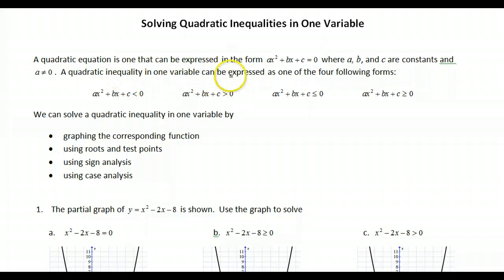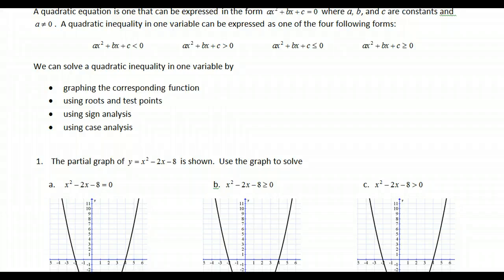A quadratic inequality in one variable can be expressed as one of the following four forms. Strictly less than 0, strictly greater than 0, less than or equal to 0, greater than or equal to 0. And we can solve a quadratic inequality in one variable by one of the following methods. Graphing the corresponding function, using roots and test points, using sign analysis, and using case analysis. So let's start this out using a graph, graphing the corresponding function.